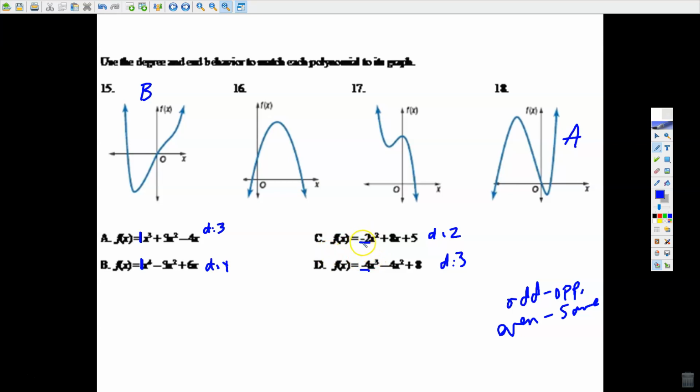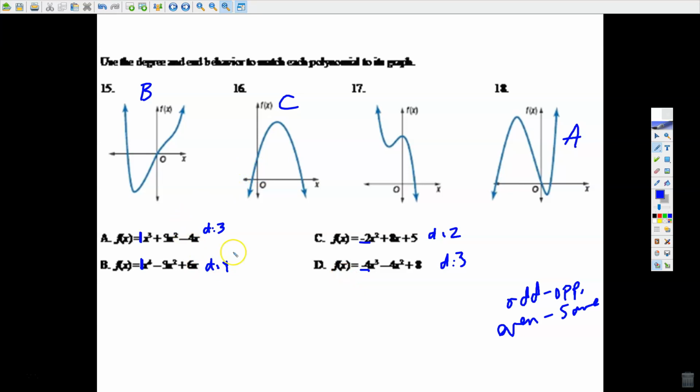Okay, this one should go down on the right, and according to the degree being 2, it should also go down on the left. It should go down in both cases, down on the right, also down on the left. So I'm going to put a letter C for number 16.